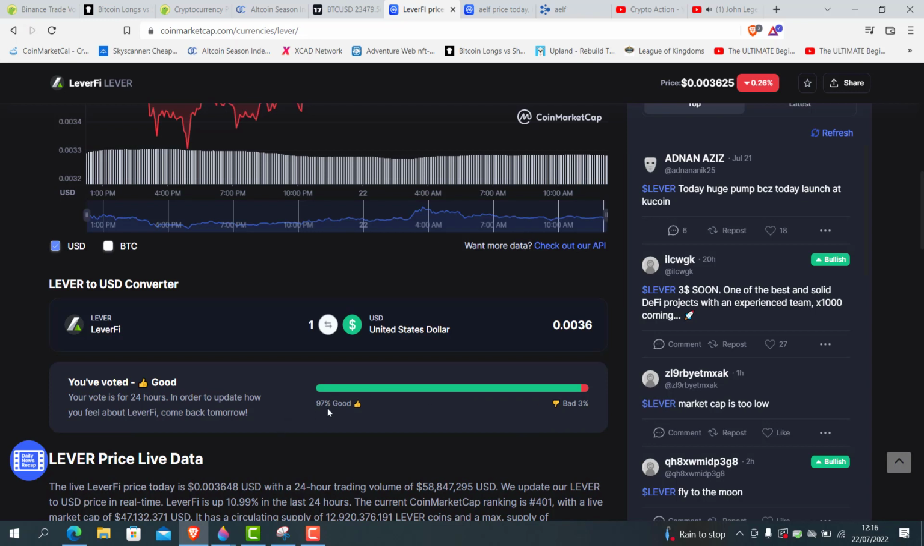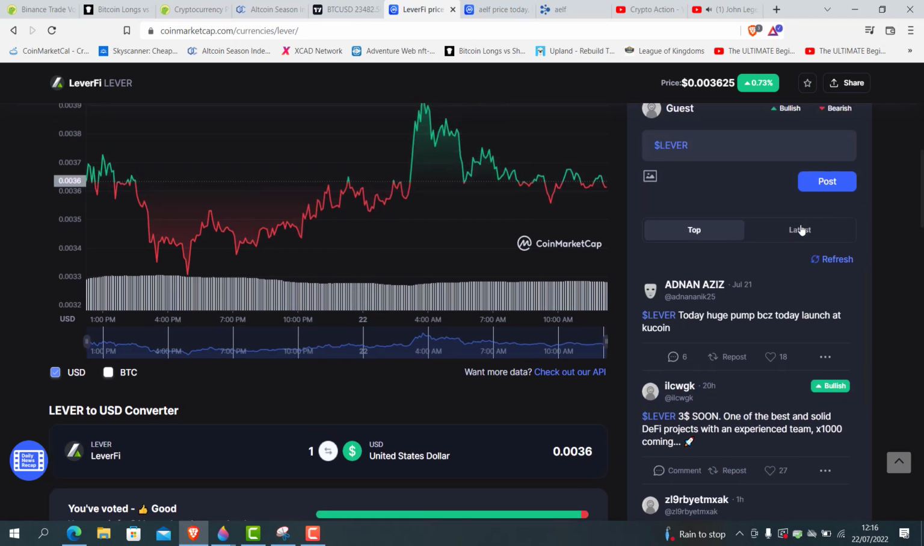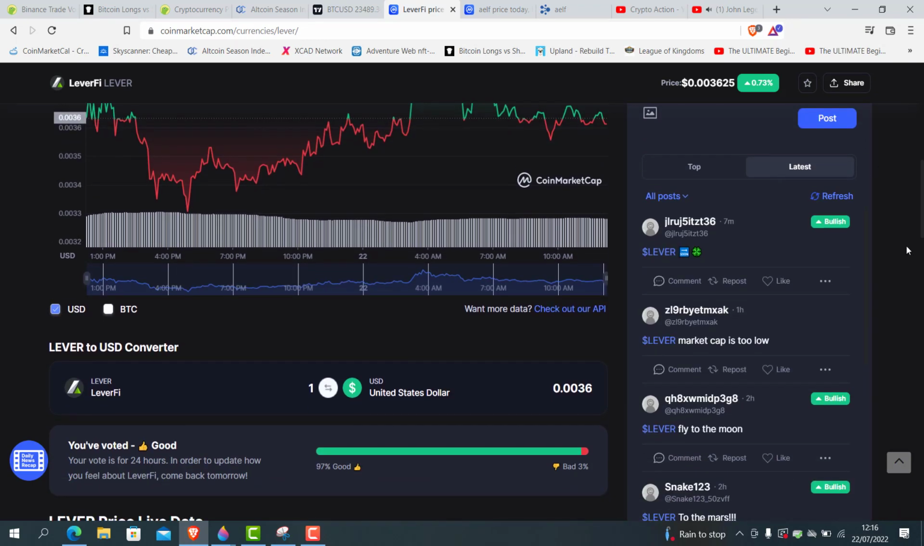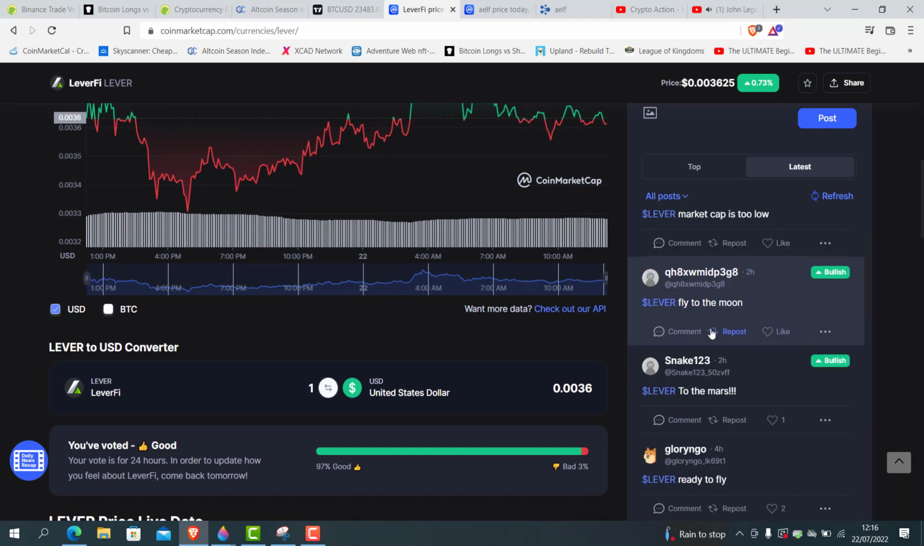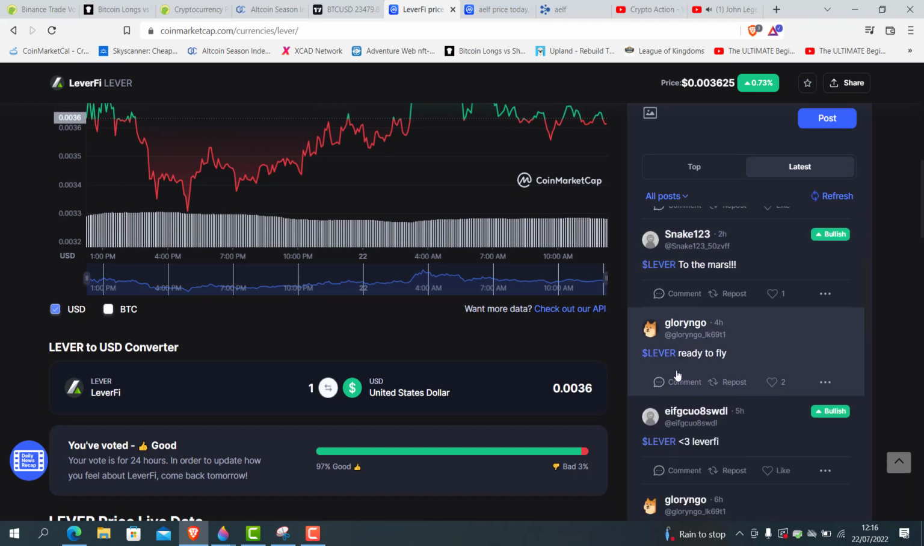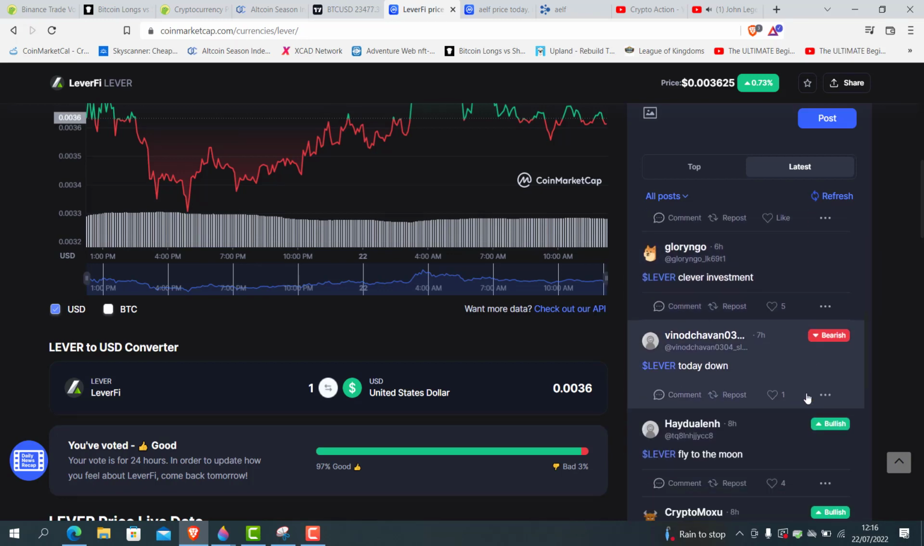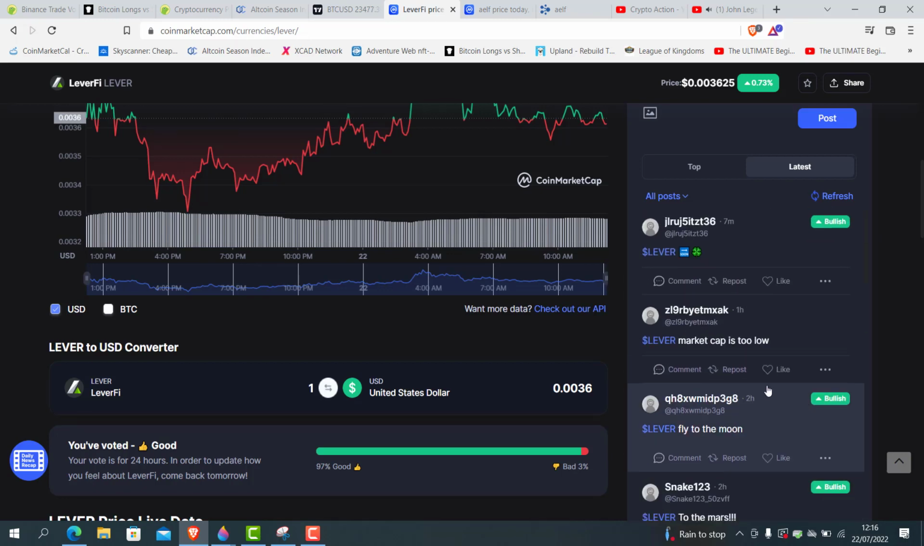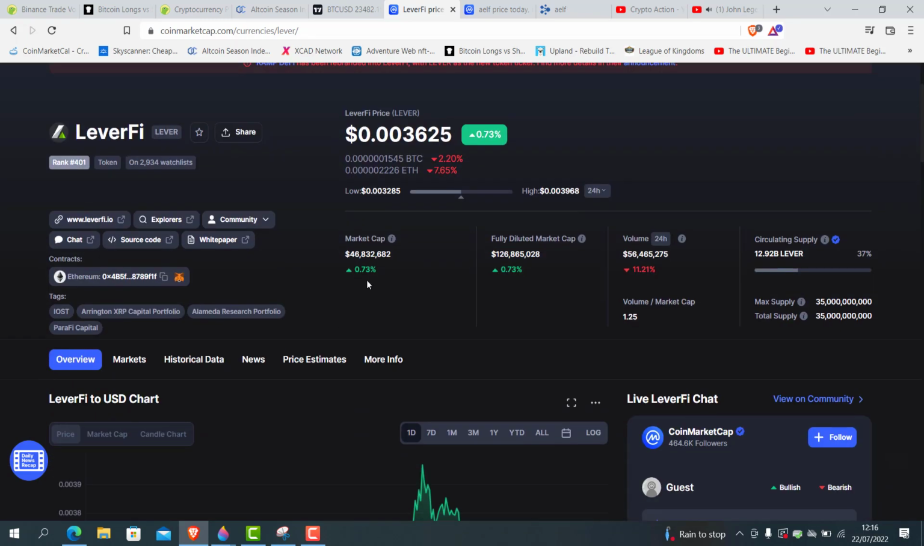As you can see, 97% of people have voted up in the last 24 hours. So we can read some comments. In my opinion, it's a pretty good project. Market cap is too low, someone says. I don't know, but the market cap has doubled in the last 5 days. It was 25 million, now it's 46 million, which is growing.